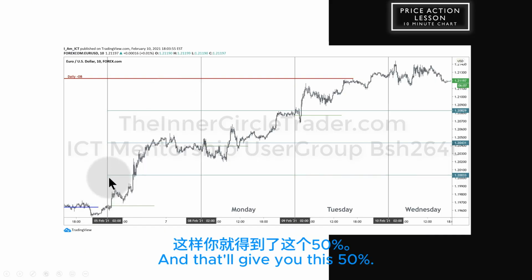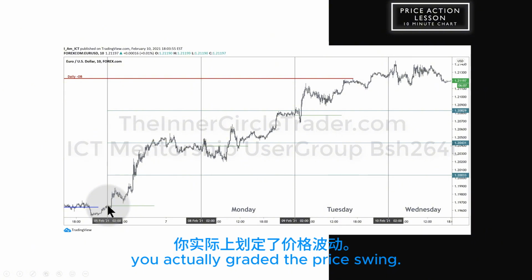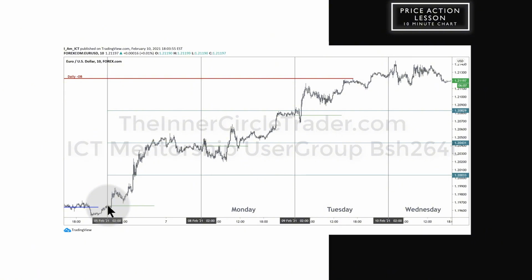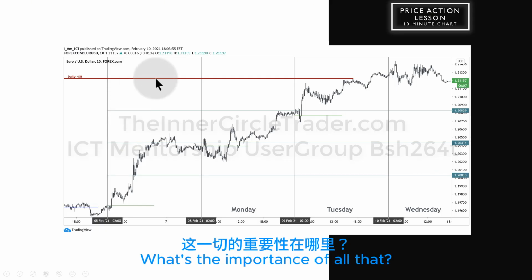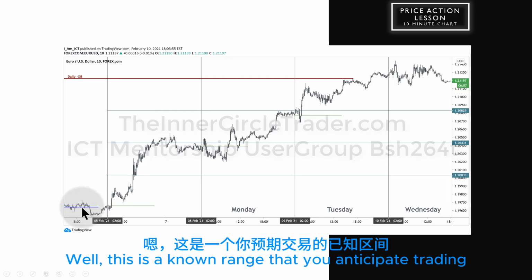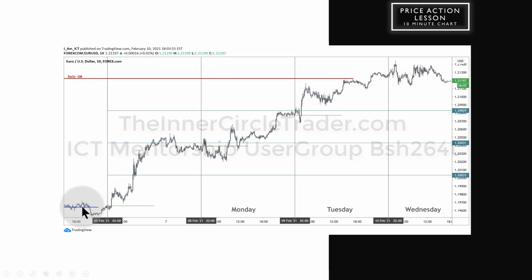And that'll give you this 50%. And by doing this, you've actually graded the price swing. This is 25, 50, 75, terminus. What's the importance of all that? Well, this is a known range that you anticipate trading.